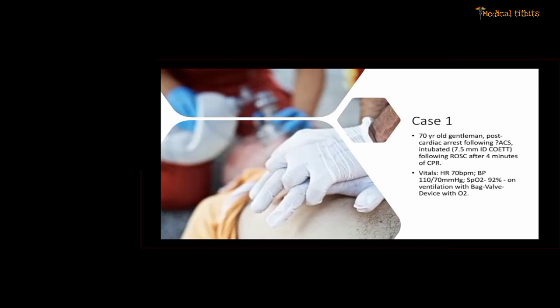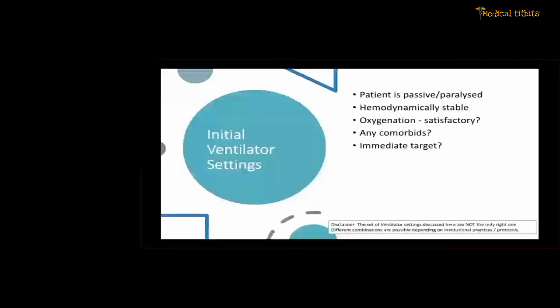How do you connect him to the ventilator, and how do you get the ventilator ready for him? So initial ventilator settings depend on whether the patient is passive or paralyzed. In this case, the patient is passive, and right now he is hemodynamically stable. Oxygenation is satisfactory, and we are trying to take the patient to cath lab for a coronary intervention. So he will be in a control mode ventilation or paralyzed mechanical ventilation for some time at least.